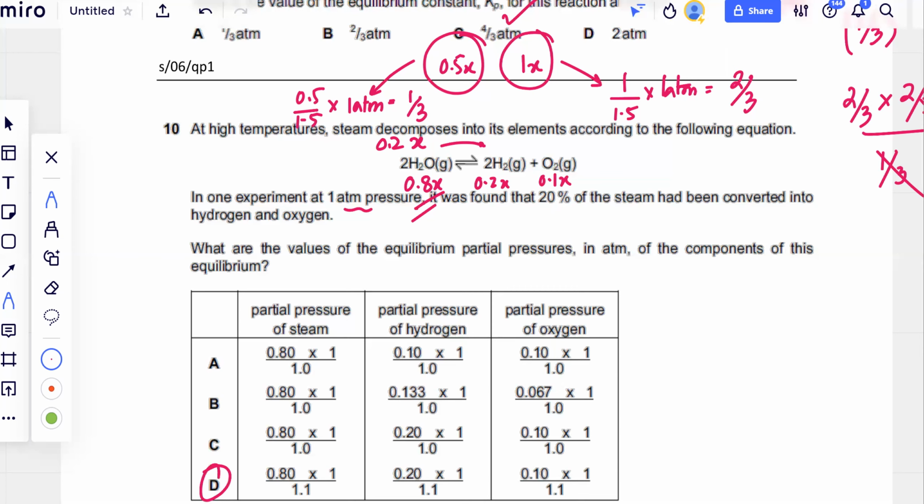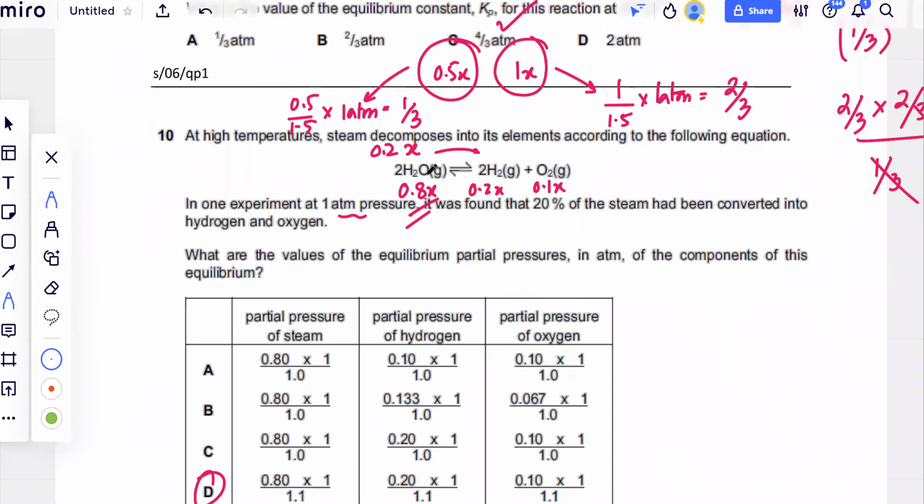The partial pressure of steam, 0.8, how? 20% of the steam had been converted into hydrogen and oxygen. So what is left? 0.8. But 0.8 is the equilibrium amount, but we are assuming that it's x, okay? We didn't know what the moles were, right? So I just took it as x. So if 0.8x, 80% is left, 20% is dissociating, right? So 0.2x is converting into the products. So you're left with 0.8x, which is why it's going to be D.